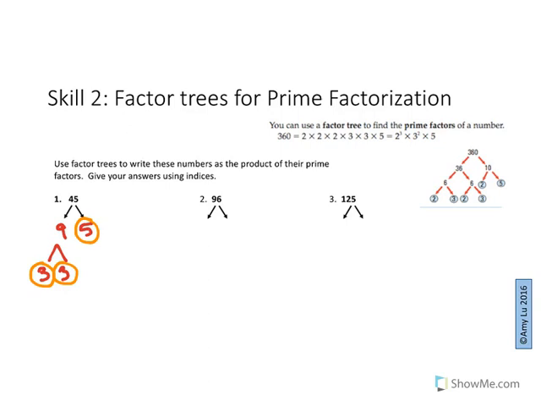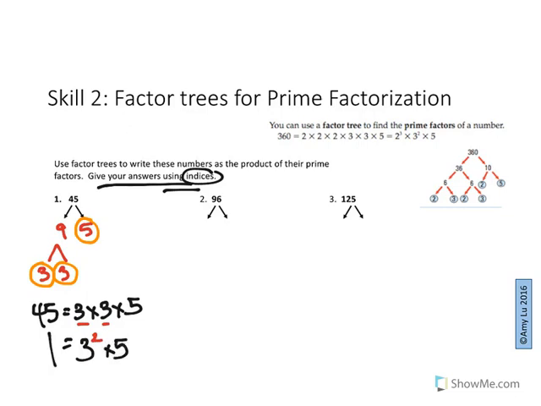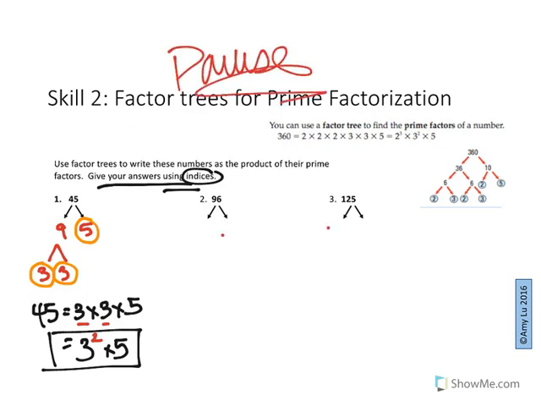So 45 is the same thing as saying 3 times 3 times 5, but because I want you to give your answers using indices, meaning exponents or powers, write it as 3. There's 2 of them, right? To the power of 2 times 5. At this time, pause and go ahead and do 2 and 3.